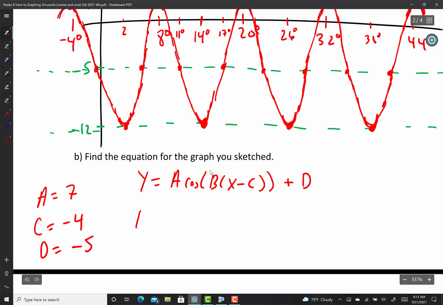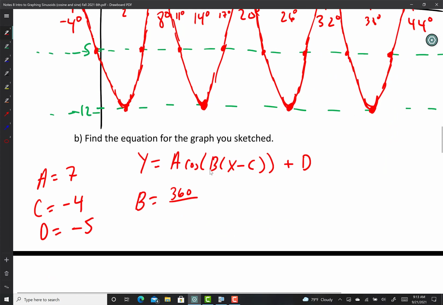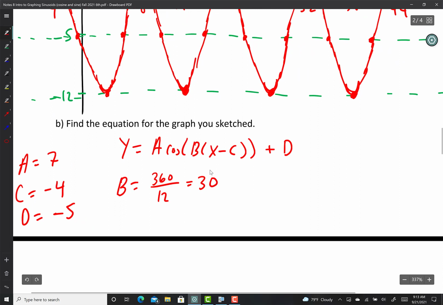Yeah. B equals, the period should have been 360. It's not. What's the period? 12. So 360 divided by 12 gives me 12 into 36, 12, 24, 36, 3. So 30. I got everything I need, guys.